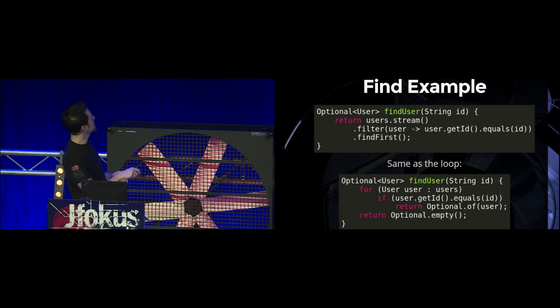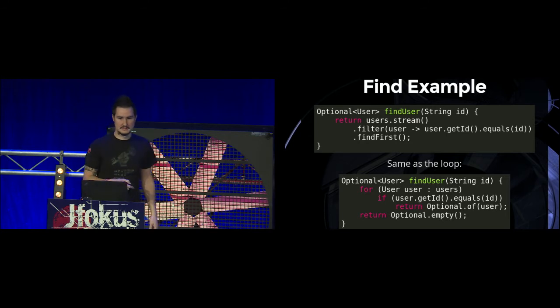We can actually start on the bottom here, where you can see the loop. This is the typical way to do this with the loop. You say I loop over users, and as soon as the user ID matches the ID I'm given, I just say, look, I found my user and return it as an optional, or if I don't find anything, I return an empty optional. And the stream does exactly the same thing. You stream over the users, you filter all those users and throw those away that have the wrong ID, and then you say find first.